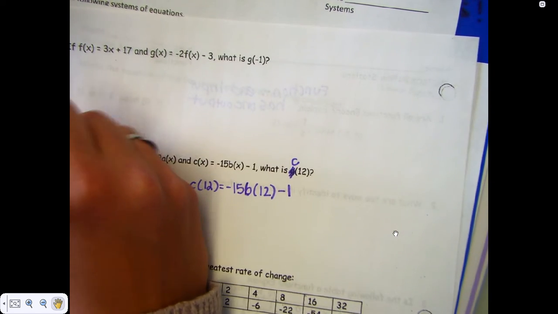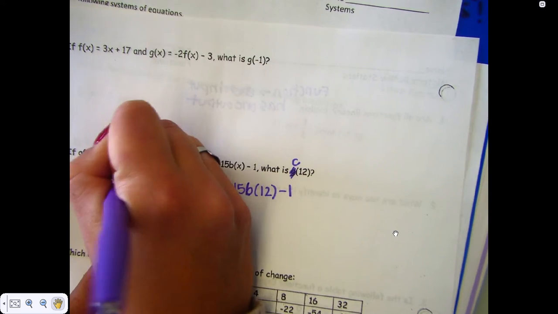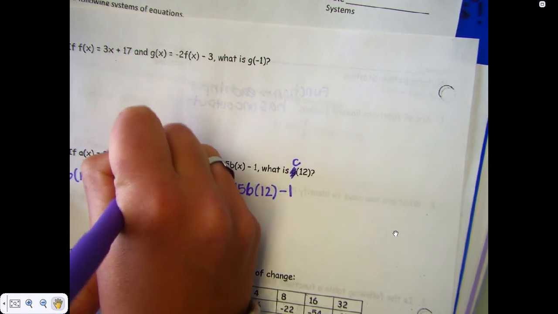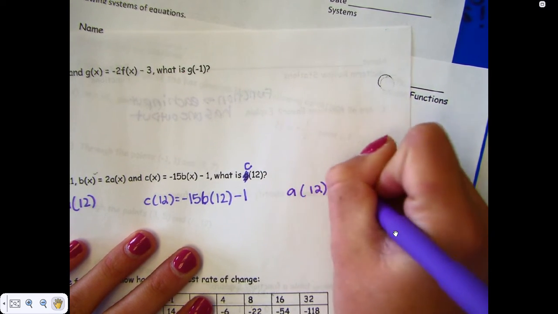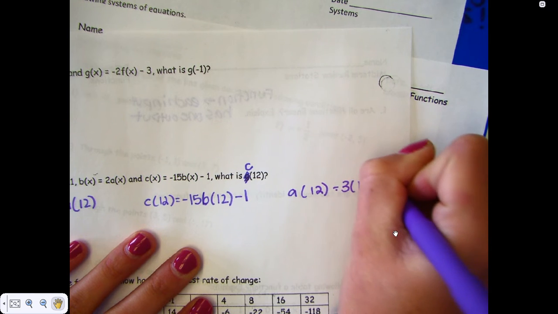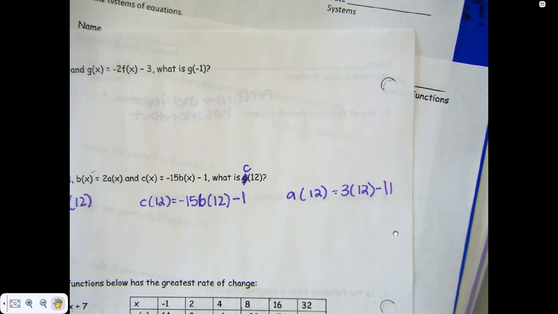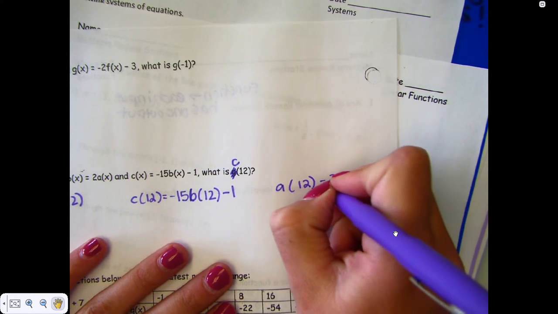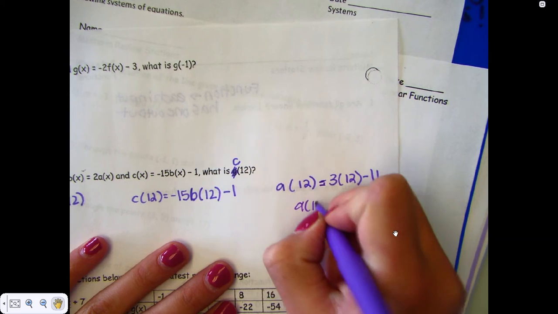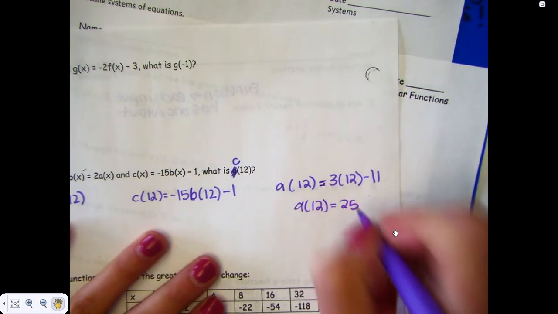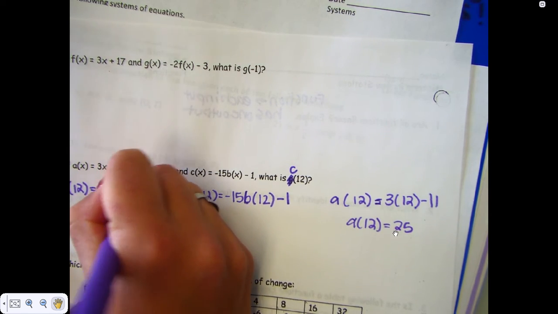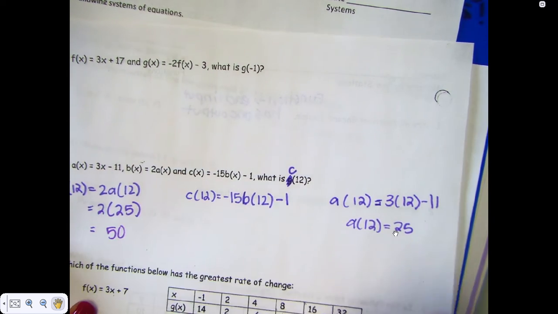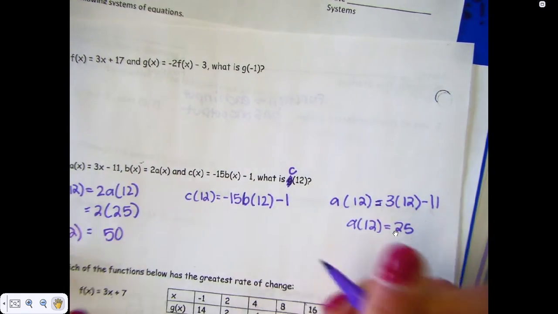So b of 12 is 2 times a of 12. And I don't know what a of 12 is, so I have to go back and look at a of 12 and plug it in for that function. So 3 times 12 minus 11. So 3 times 12 minus 11 is 25. So I have a of 12 is 25, which means I can plug that in here. So it wants 2 times a of 12, which is 50. So b of 12 is 50, which I can plug in here.